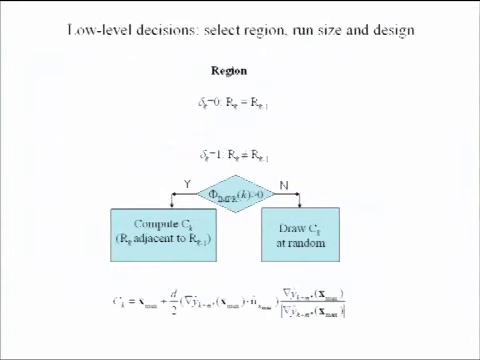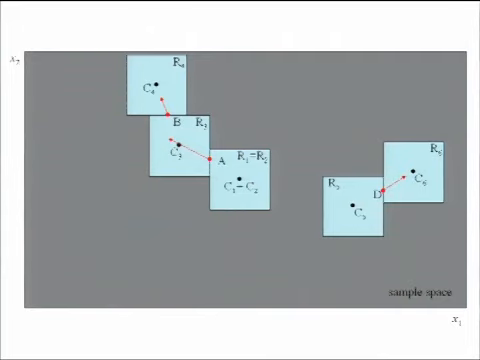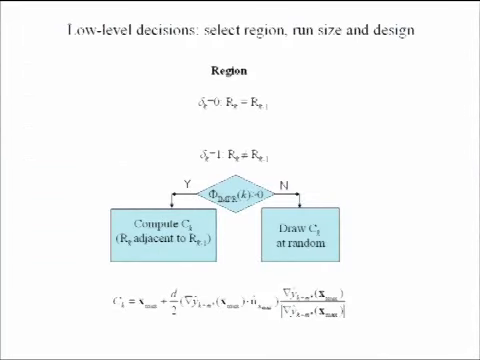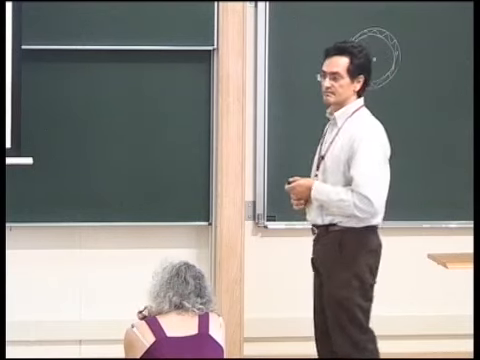If not, if this is not greater than 0, so I draw the new region at random. I throw the dice and see if something better will come.